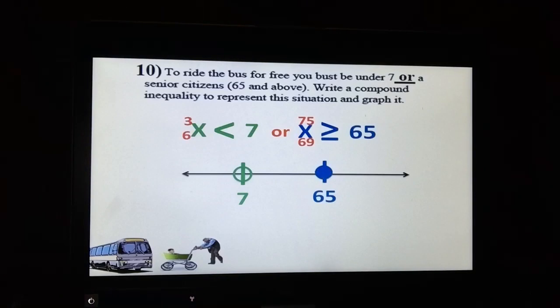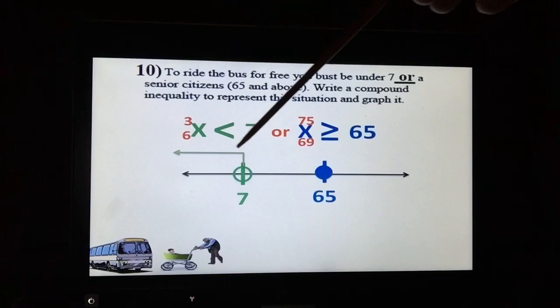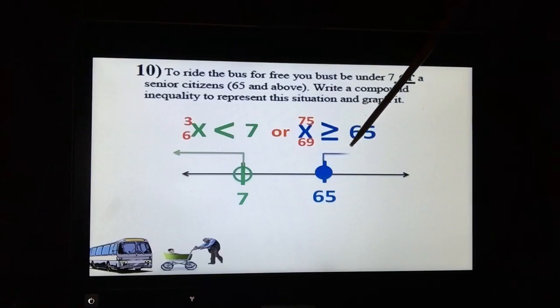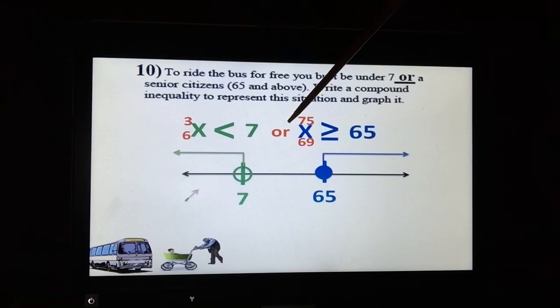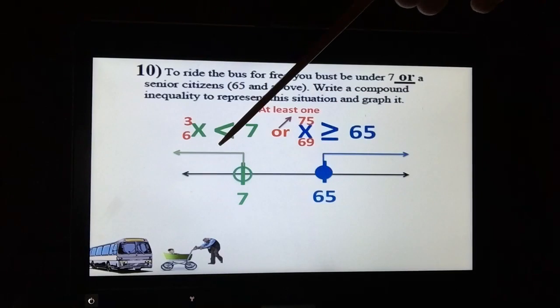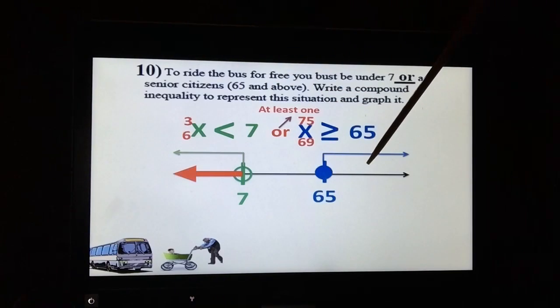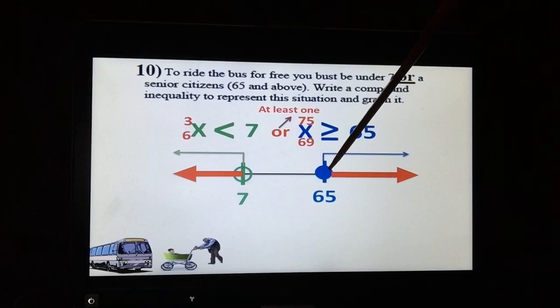All right, then we're going to go ahead and graph this one. These numbers would go that way. These numbers would go that way. And then again, or means at least 1. So there's at least 1 over here. There's at least 1 over here. And then there is at least 1 over here, which is the blue. So we are going to include 65. Okay, so that's what the graph looks like.